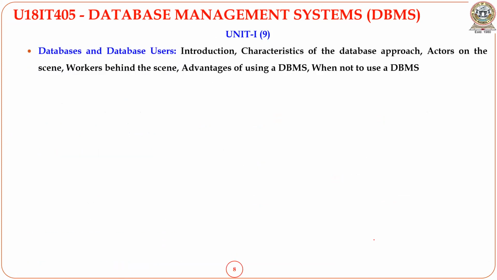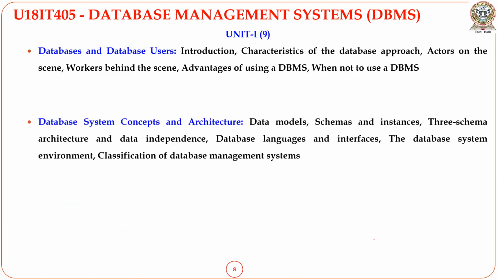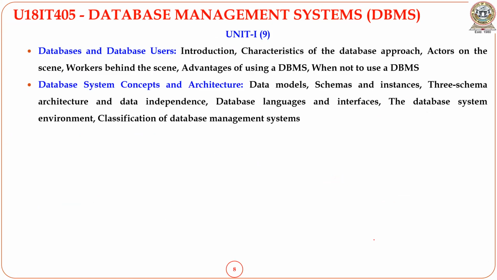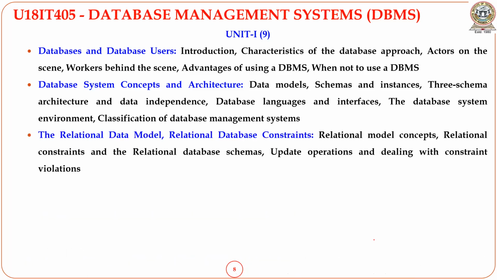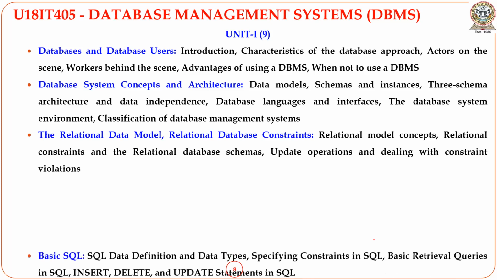So these are the concepts of Unit 1: databases and database users, introduction, characteristics of database, and actors, workers behind the scene, advantages of DBMS, and when not to use the DBMS, that we will discuss. Database system concepts and architecture, data models, schemas, data independence, data architecture, interfaces, different environments, and classifications of database management. The next concept, the relational data model and relational database constraints. Relational model concepts, relational constraints, and the relational database schemas, and operations dealing with constraint violation. All this we are going to discuss in Unit 1.